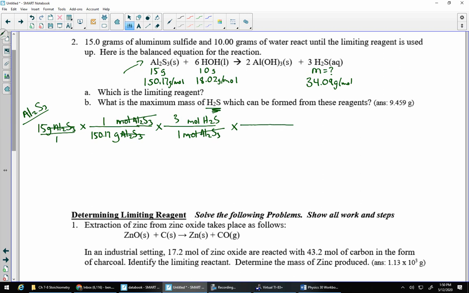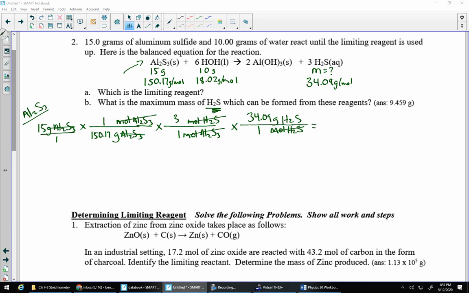So I got to get rid of moles of H2S. So I'm going to put that on the bottom. I'm going to end up with grams of H2S. So I'm going to put that on the top. And then I just got to fill it in. So it's 34.09 grams for every 1 mole. We see the moles cancel.